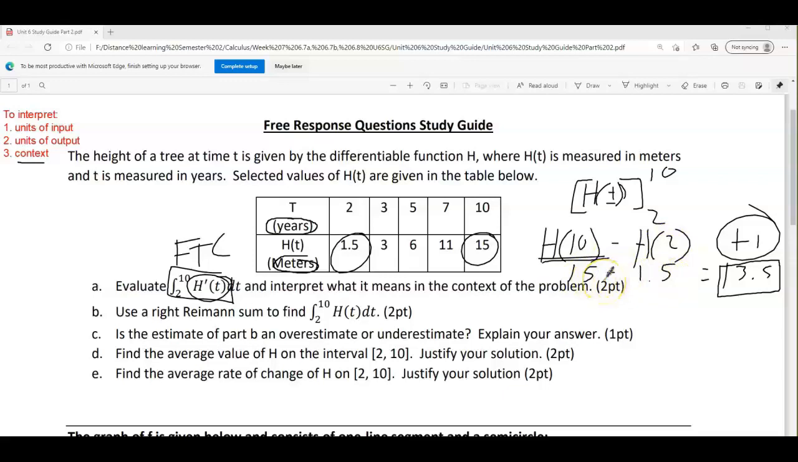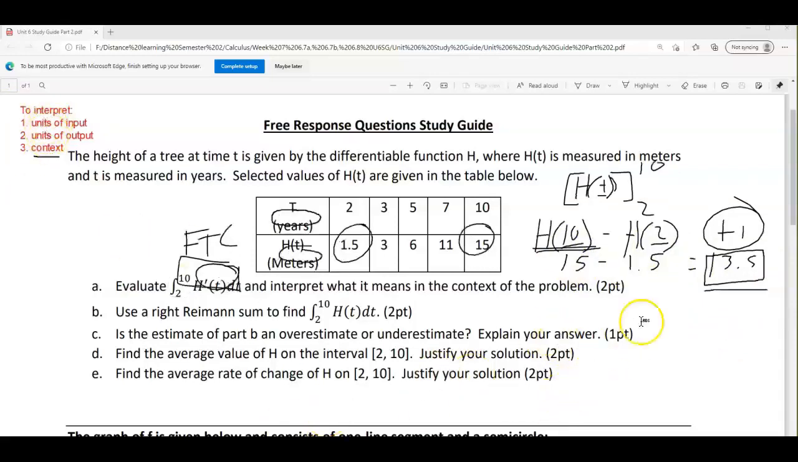Now, if we subtract those, what does it tell us? That tells us how much the tree's height has changed over that time period. The tree's height went from 1.5 meters to 15 meters. In other words, it increased by 13.5 meters over the time period of year 2 to year 10. Okay, so now we're going to write our interpretation, and it's going to have these 3 elements to it. So what we would say is the height of the tree increased by 13.5 meters from year 2 to year 10. And that's it.